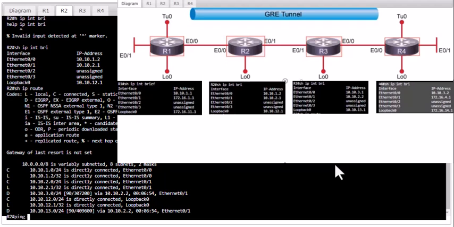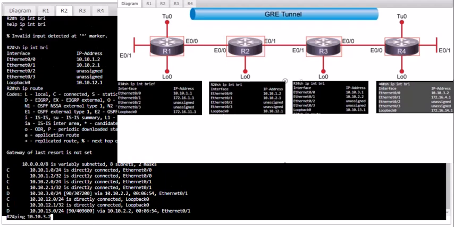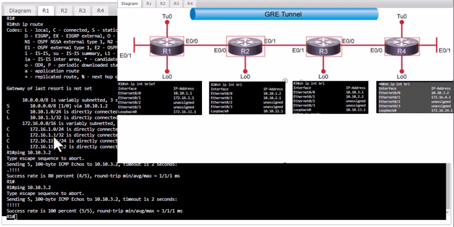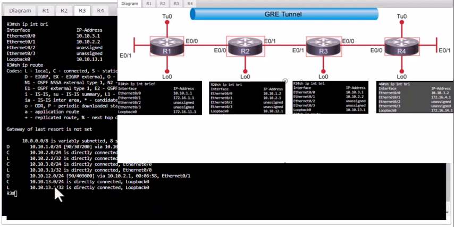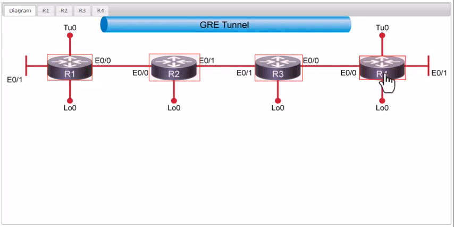And you can do the same from here. R2, ping 10.10.3.2. We are pinging the R4 E0 interface from R2, because R2 knows about the 10 IP network, so it is successful. But it cannot ping anything in the 172.16.0.0/16 network because R2 and R3 don't know anything about it, so they will not route those packets. So what we have to do is create a tunnel from R1 to R4 so we can route those packets through the tunnel using the 10 network.